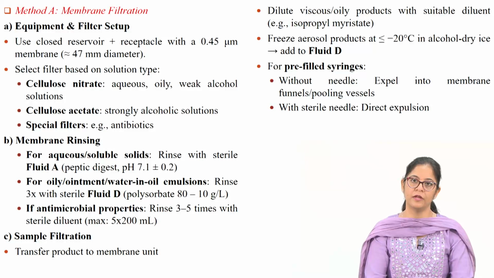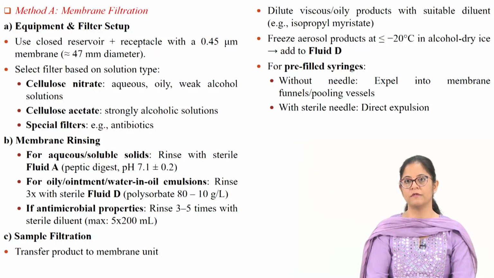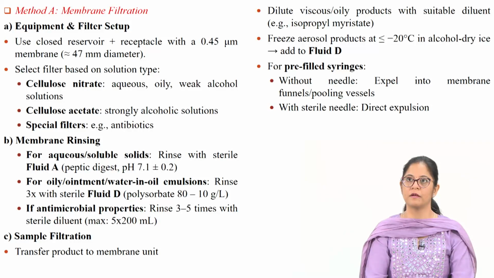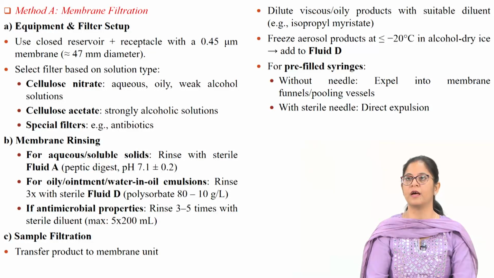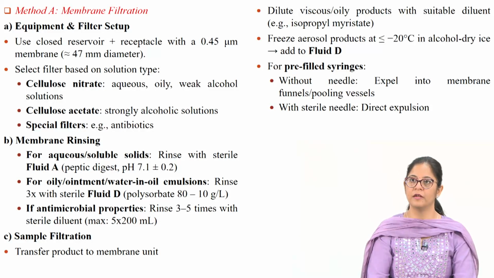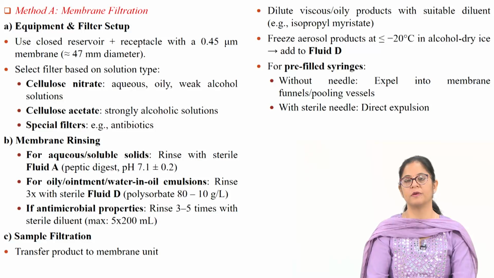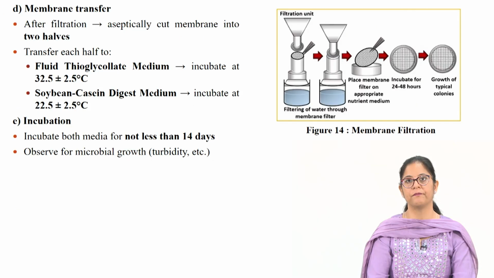So, for the sample filtration, the product is transferred to the membrane unit. Dilute viscous or oily products with suitable diluent, that is isopropyl myristate is used. For the aerosol product, they are frozen at -20 degrees in alcohol and dry ice and then added to fluid D. Then pre-filled syringes without needle, it is expelled into membrane funnels or pooling vessels. However, with the sterile needles present, direct expulsion into the membrane unit is done.